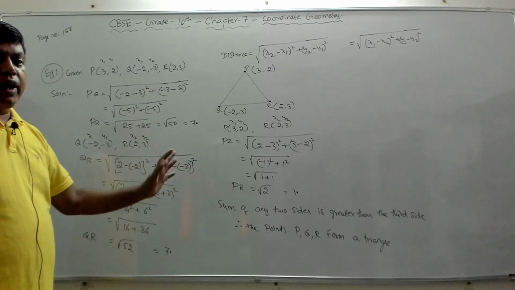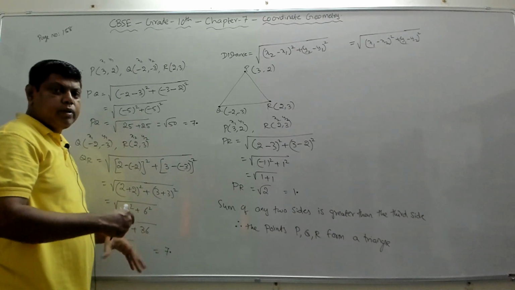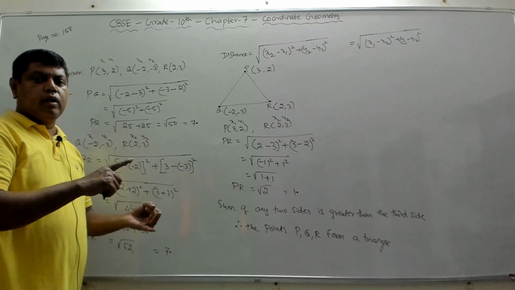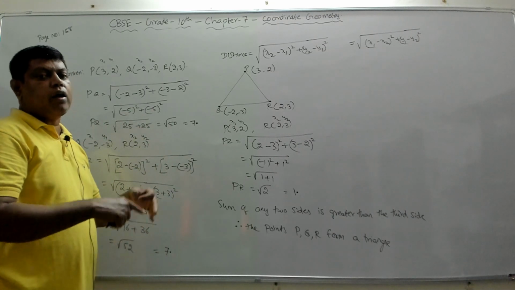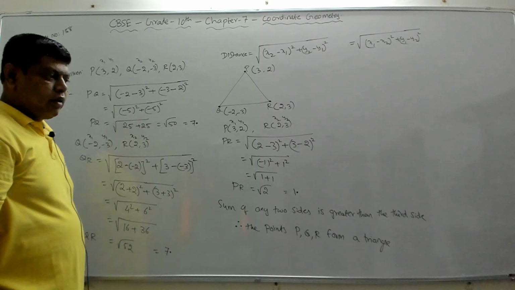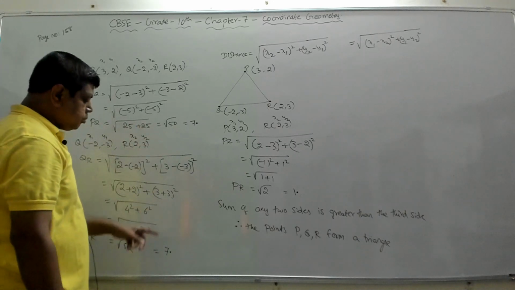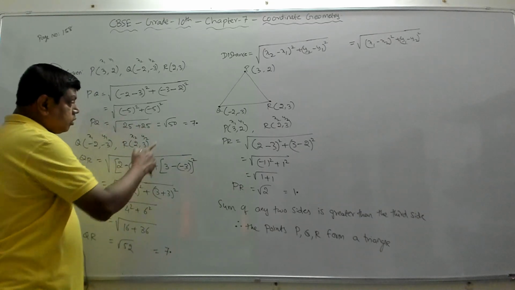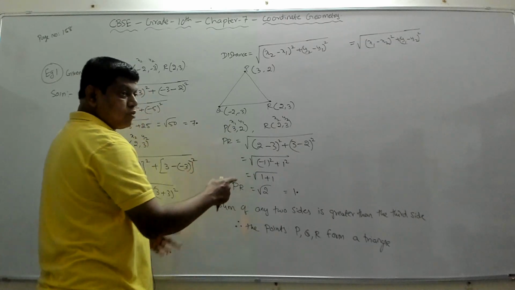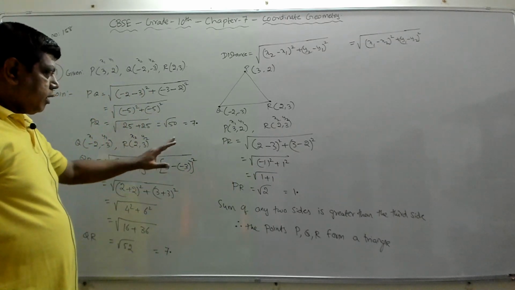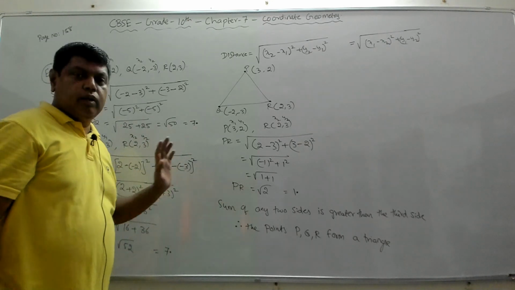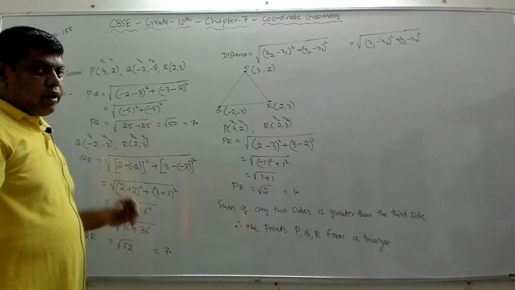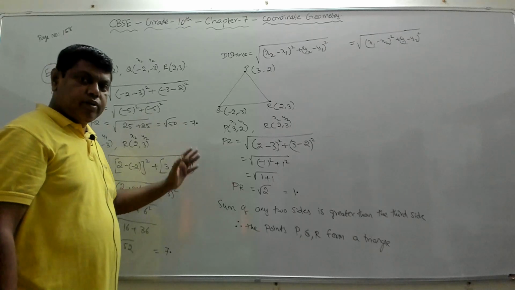Now, what type of triangle is it? We have to check whether it is a scalene triangle, an isosceles triangle, an equilateral triangle or a right angle triangle. Isosceles triangle means two sides should be the same. These are root 52, root 50, root 2. So no two sides are equal. So it is not an isosceles triangle. Equilateral means all three sides should be equal. They are also not equal, so not an equilateral triangle. Scalene means all three sides should be different. Yes, it's a scalene triangle.